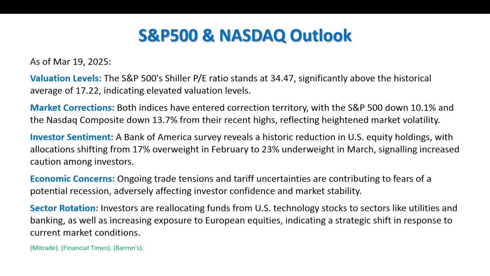As of today, March 19, on valuation levels, the S&P 500's Shiller PE ratio stands at 34.47, significantly above the historical average of 17.2, indicating elevated valuation levels. On market corrections, both indices have entered correction territory, with the S&P 500 down 10.1% and the NASDAQ composite down 13.7% from their recent highs, reflecting heightened market volatility.